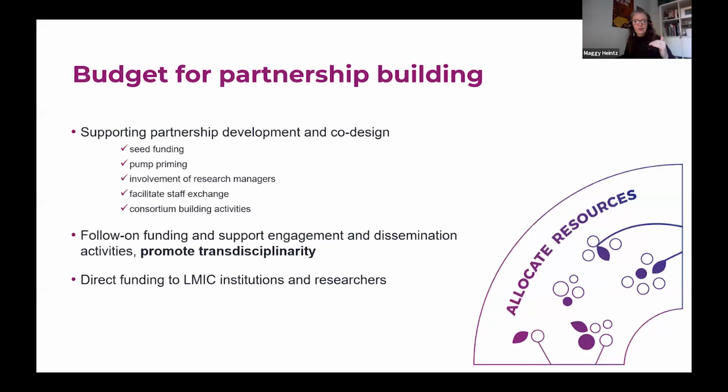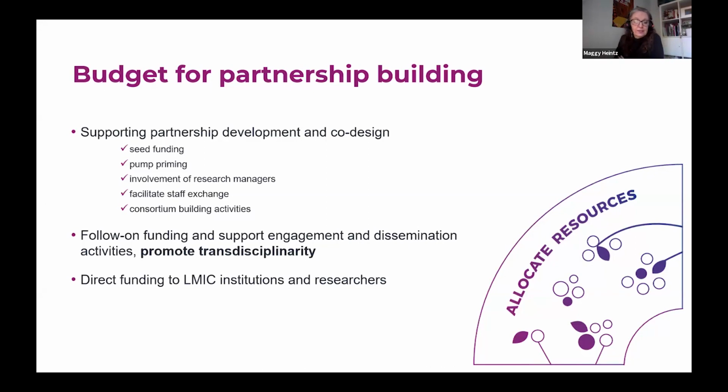One level down, we look at budget for partnership building and how this is important to be considered when we speak about equity in research partnership. It is about supporting the development of the partnership and its co-design. And you don't often need a lot of money to ensure equity, but it all starts with little seed funding or priming envelopes of money that will enable researchers to go in country or to have some people come over just to build the partnership and to put the right actors at the table.